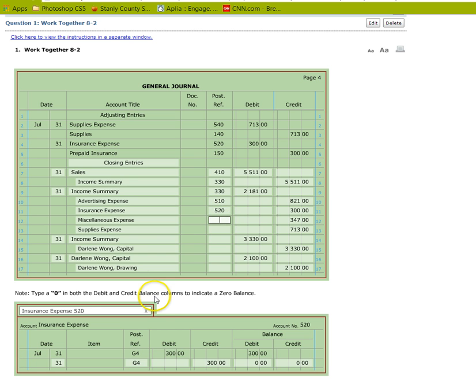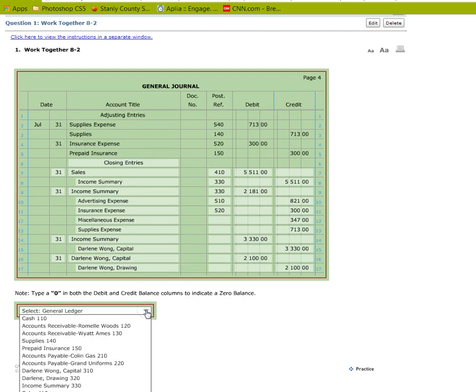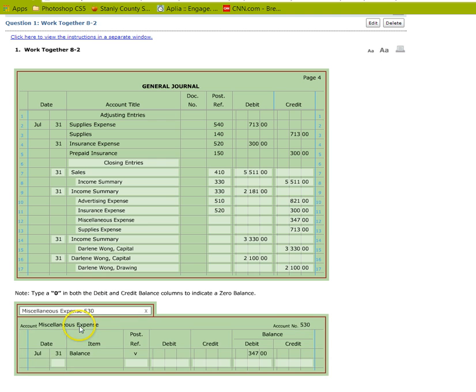Alright, the next one's miscellaneous expense. If I can find... July 31st, G4. Miscellaneous expense was $347 as a credit, so $347 brings us down to a 0 balance. So this one is closed. Show that you posted it to 530.